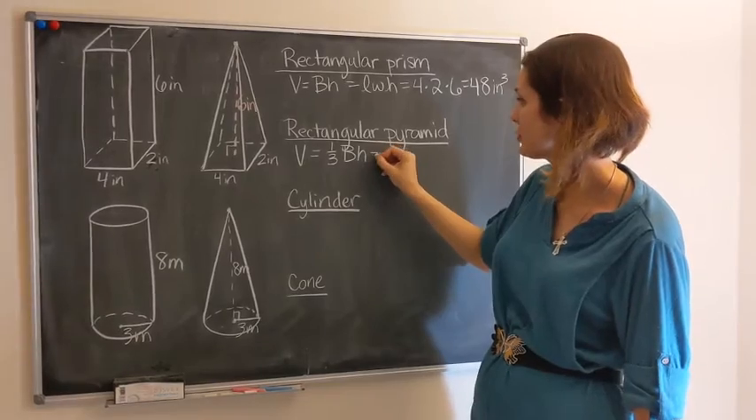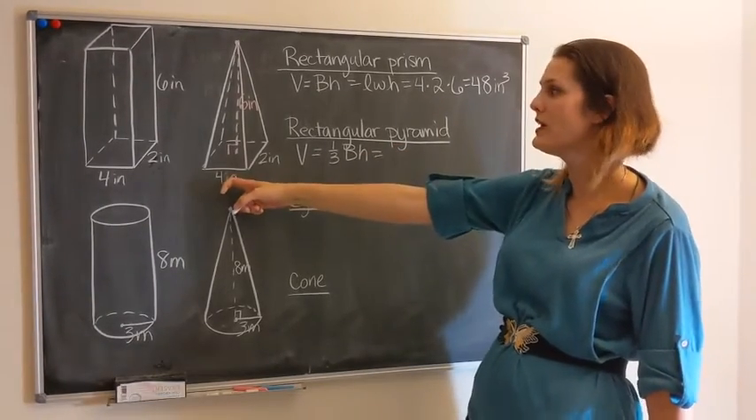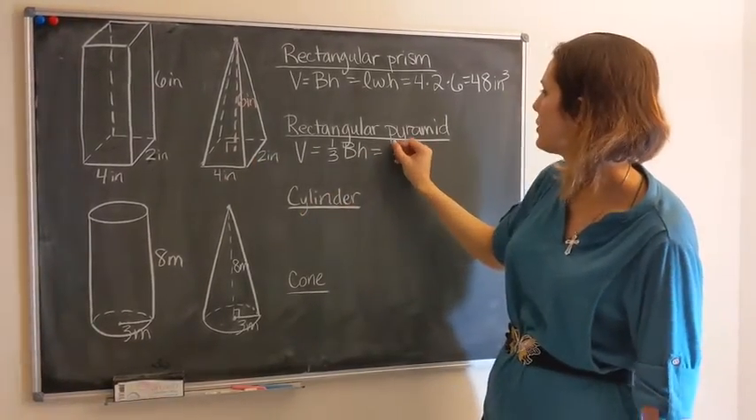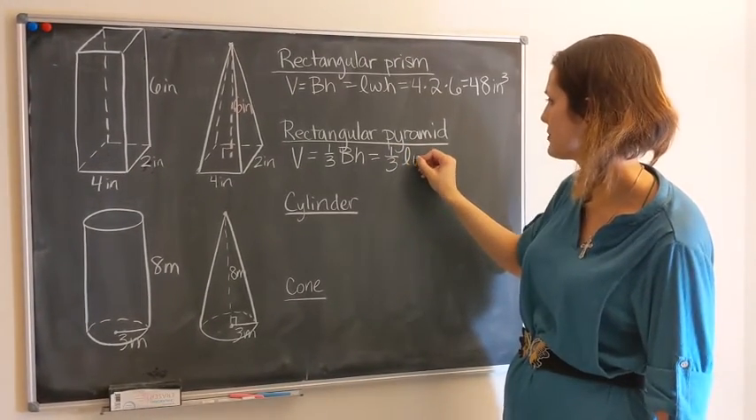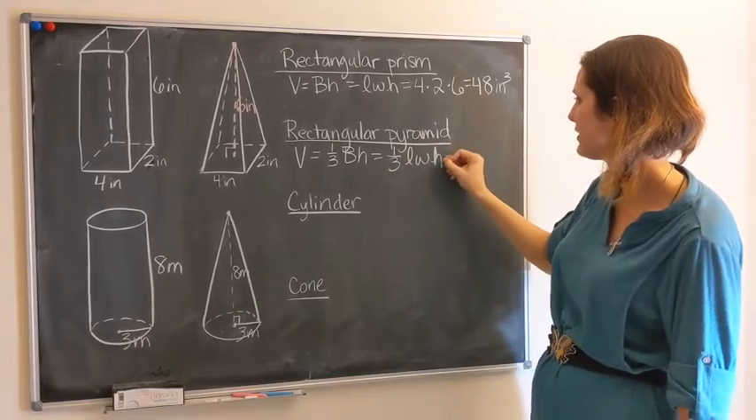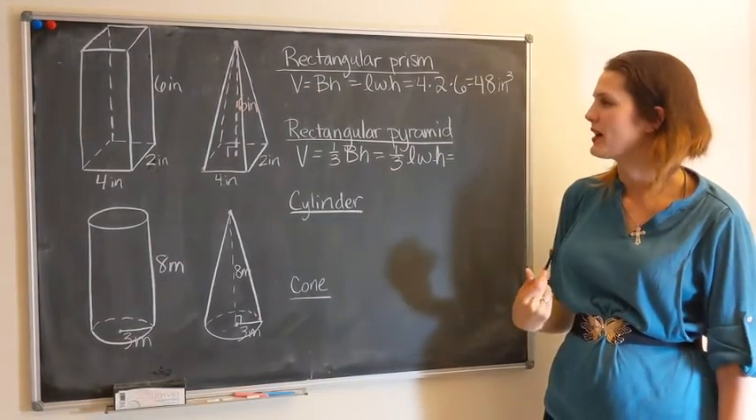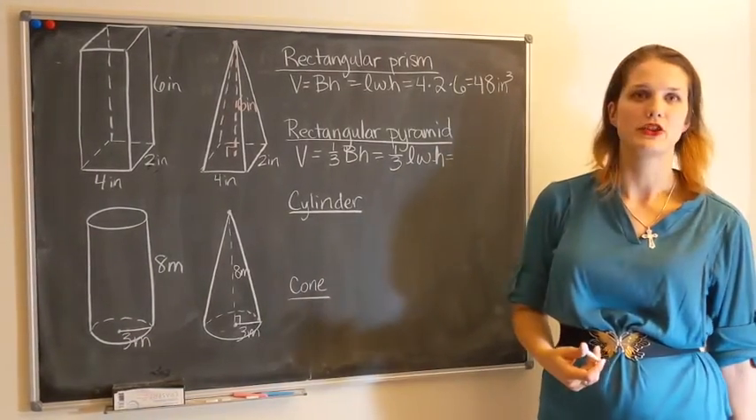So in this particular case, since our base is a rectangle and it's 4 by 2, our rectangular base will give us length times width for the area, so 1/3 times length times width times height. So now take a moment, find the volume of this rectangular pyramid.